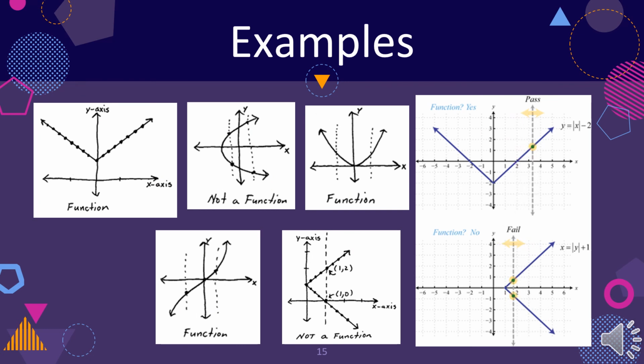So here are examples of graphing. Just always remember that if there is only one point of intersection between the graph and the vertical line, then the graph is a graph of a function. But if there is more than one point of intersection, then the graph is just a relation.